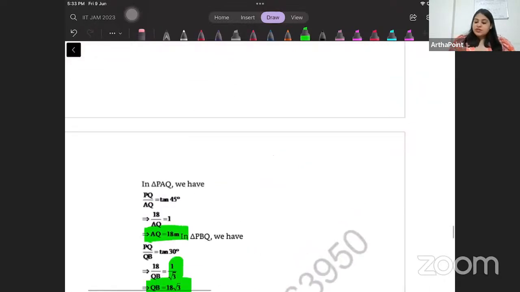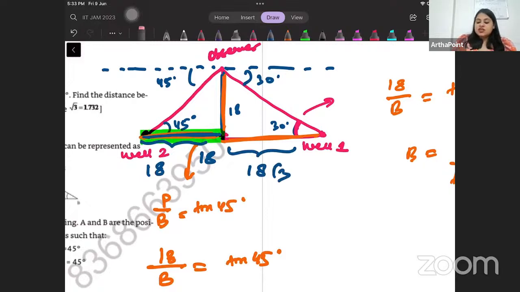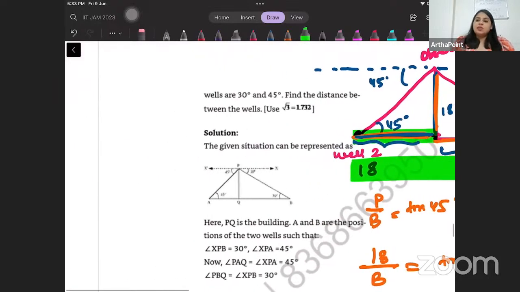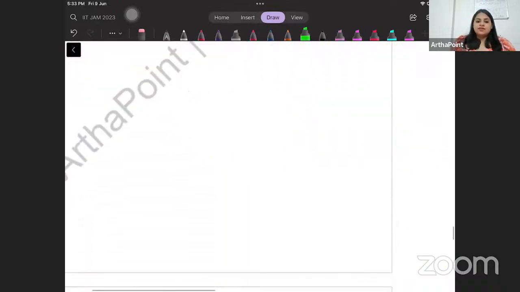Now it is pretty simple. We know that this is 18. ये हमने 18 निकाला है. This is 18 root 3. So what is the distance between the two wells? Add the two together. 18 plus 18 root 3. That will be the distance between two wells. They've already given you what is root 3, so you can just put that and get the answer.